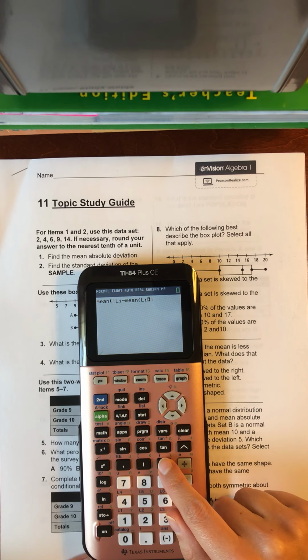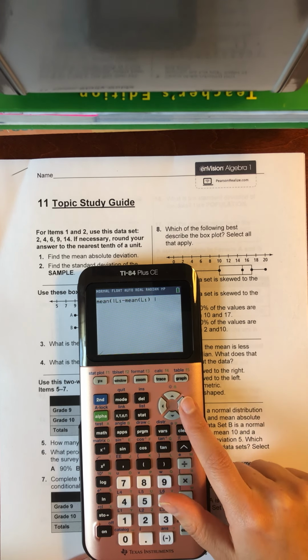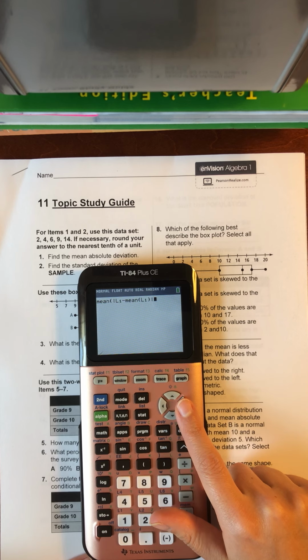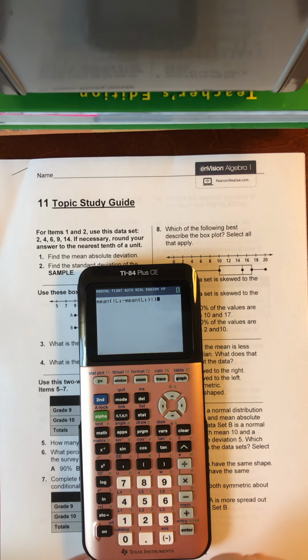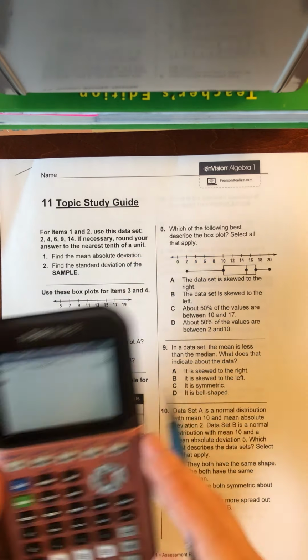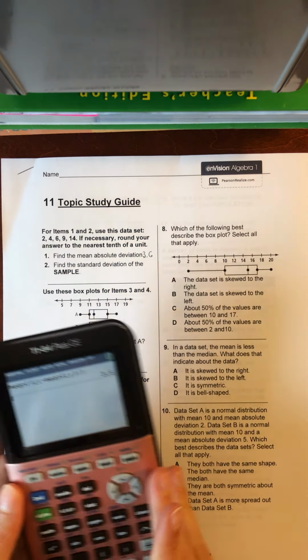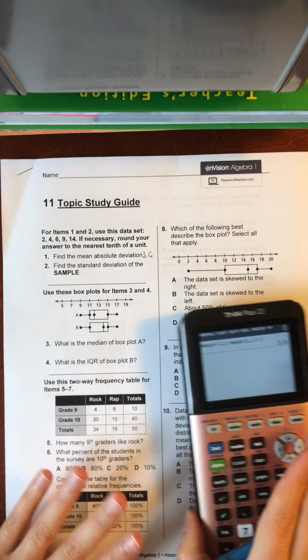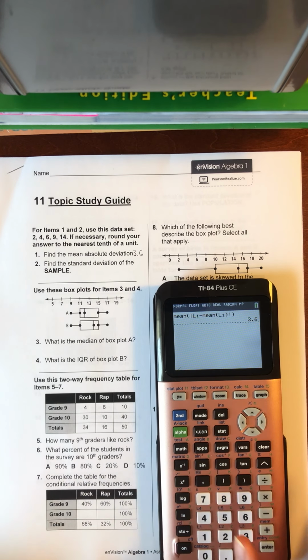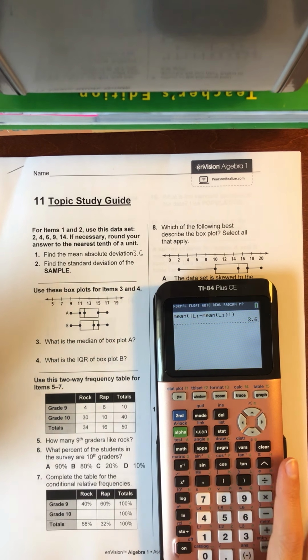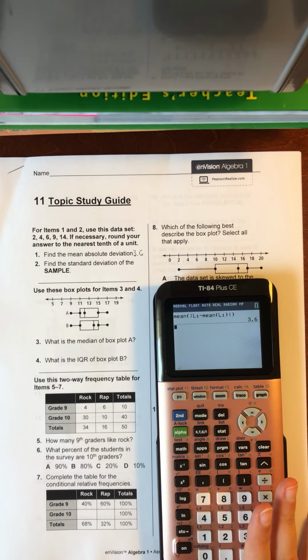You're going to close the parentheses, then move out of the absolute value bracket, and close the parentheses again, and then press enter, and you should get 3.6 is the mean absolute deviation. You might have to replay this tomorrow when you take your actual test so you remember how to do the mean absolute deviation, because it is probably the most complex thing that we've done in the graphing calculator.